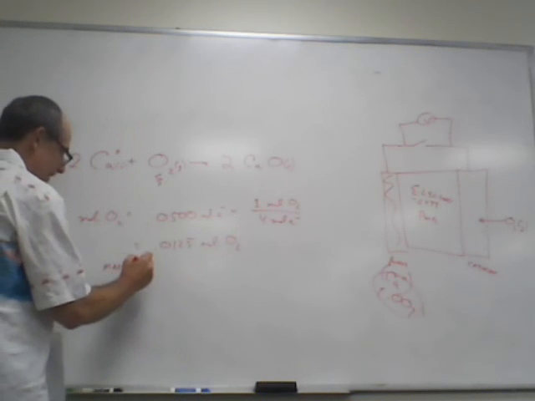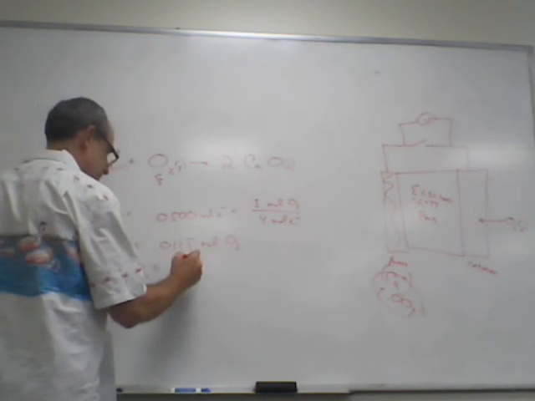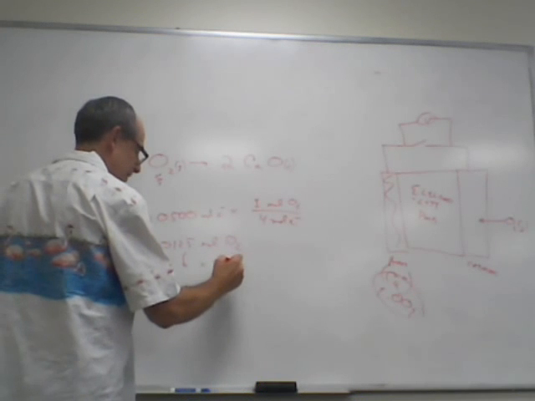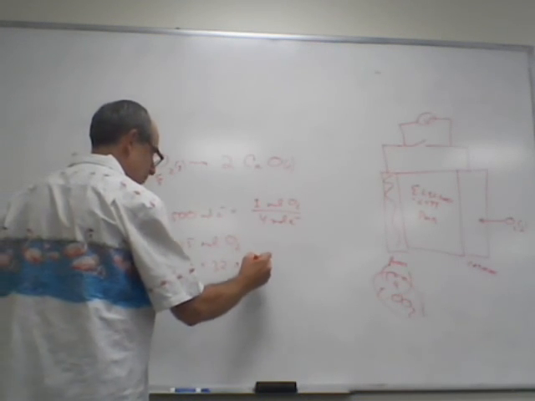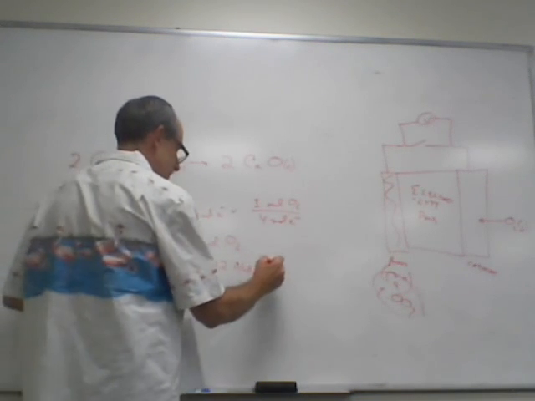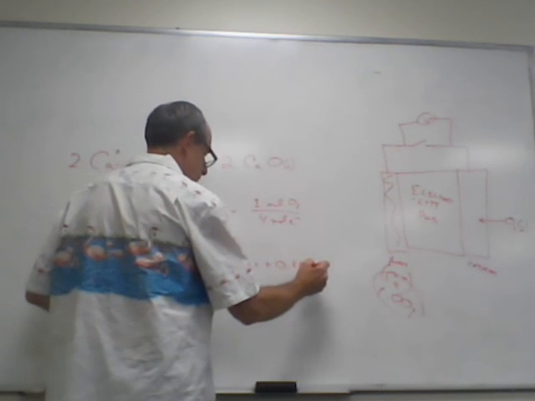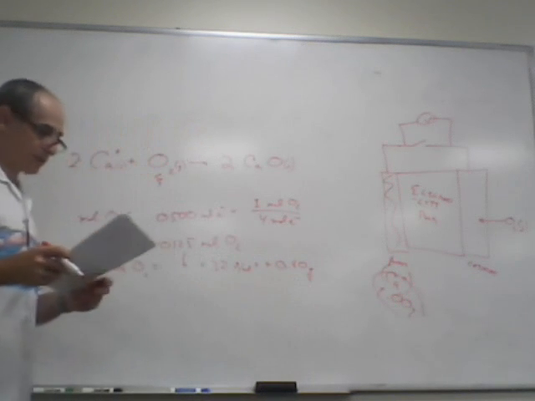To get the mass of oxygen, you would certainly just multiply this number by the formula mass for oxygen, 32 grams per mole, and that gives you an increase of 0.40 grams.